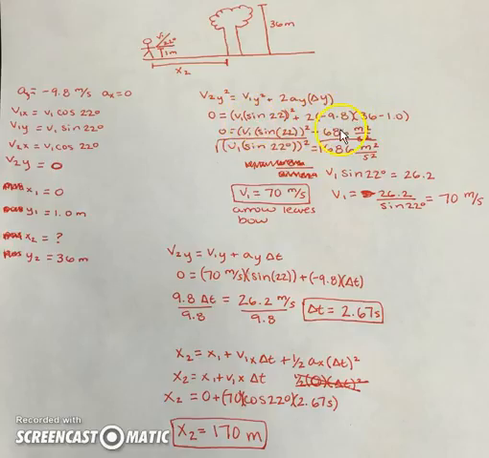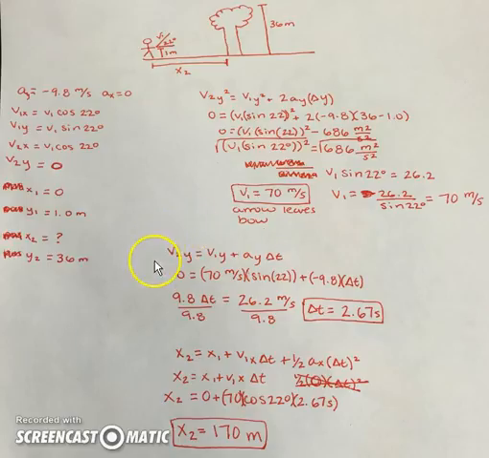we multiply here, this comes out to be a negative, we move it to the other side, which we're given here, and then we take the square root of this and square root of that because this is squared, and then we divide by sine of 22 degrees, and we're given 70 meters per second, and 70 meters per second is how fast the arrow leaves the bow, the speed, the initial velocity.